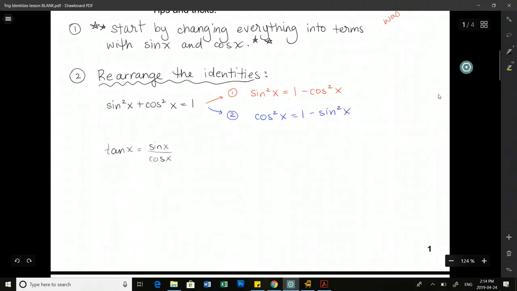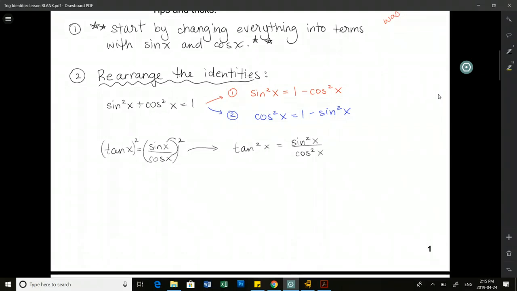Okay, I can also think of this as kind of like how we use an equation: if I do one thing to one side of the equation, as long as I do it to the other, it's still an equivalent identity. So if I happen to square both sides of this equation, I get tan squared x. And when I square a fraction, I square the top and I square the bottom. So tan squared x is equal to sine squared x over cos squared x. Tan cubed x is going to be equal to sine cubed x over cos cubed x. So same kind of trend that we're following here.